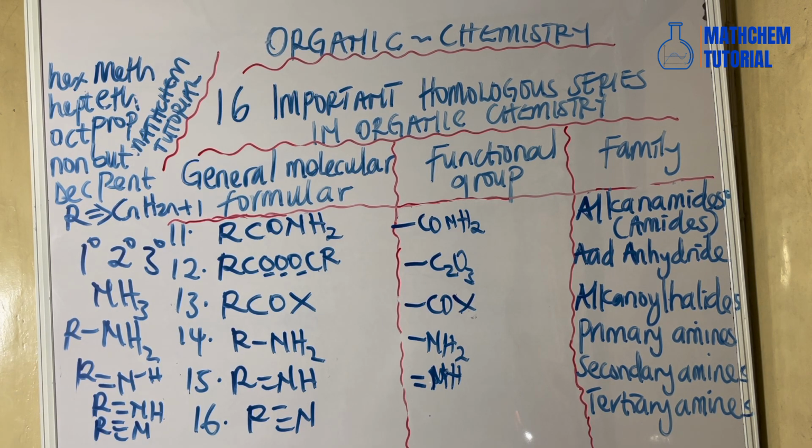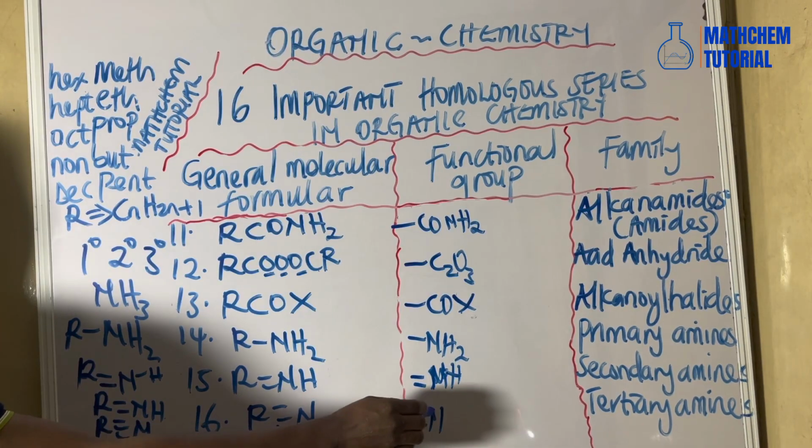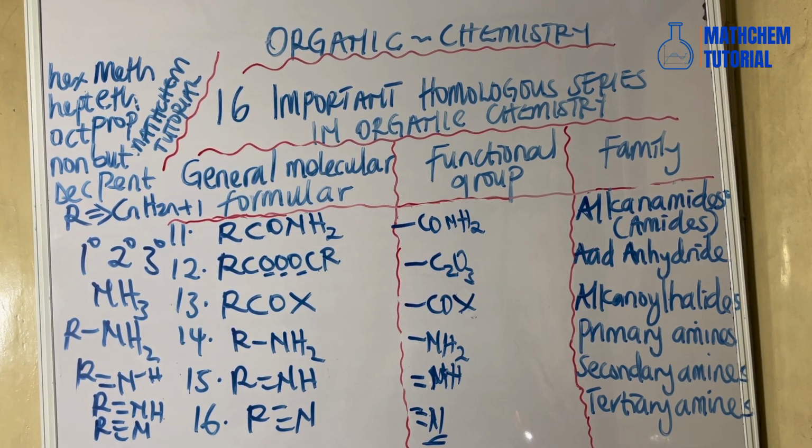So now the functional group for this tertiary amine is going to be triple bond N, as you can see it here, triple bond N. So that's going to be the functional group for this tertiary amine.